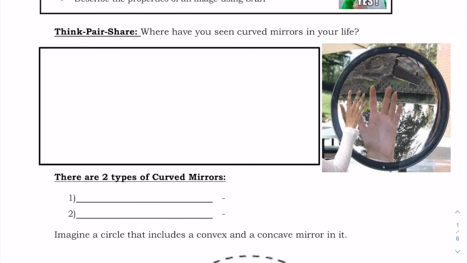To get started, think about where you have seen curved mirrors in your life. Take a moment to pause the video and write down anything that comes to mind in the box below. When you're ready, click play to resume.